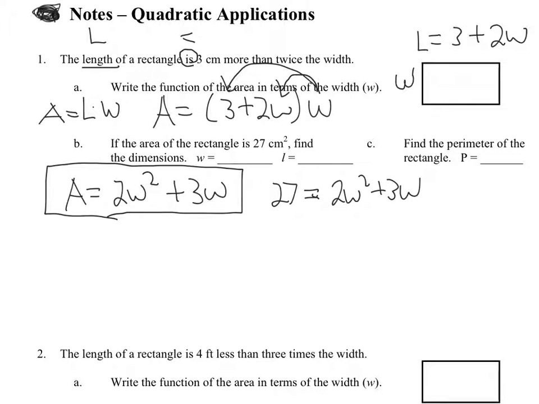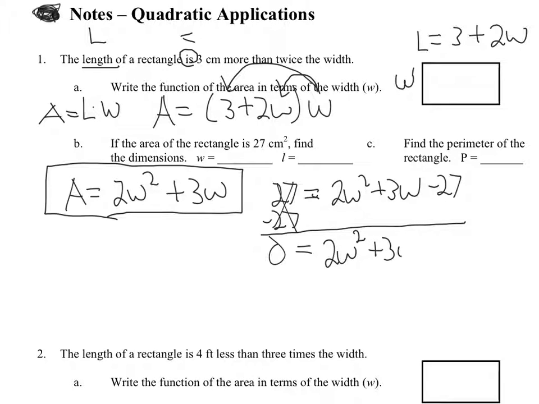Now, usually what we want to do is get everything on one side. So my first move would be to minus 27 to the other side. Okay? So what we have here now is 0 equals 2W squared plus 3W minus 27. So in this case, this looks more familiar to us. This is a regular quadratic trinomial, and it is set equal to 0. So now let's go ahead and solve this using any method that we've learned.